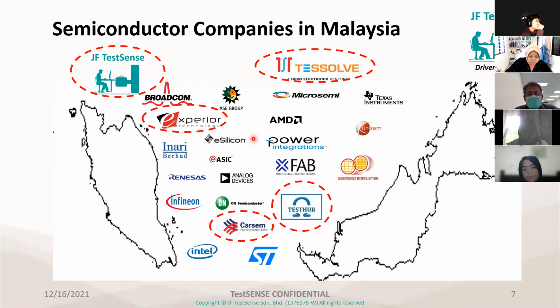So Malaysian companies, you can see here: Test Hub, Kasem, TestSense, and Xperia. This Xperia is in Penang. We are in KL. Test Hub is in Malacca. So depending on where you stay, you can work in these different companies. Kasem is in Ipoh. Testolve is not Malaysian, it's Indian. They are also based in Penang.